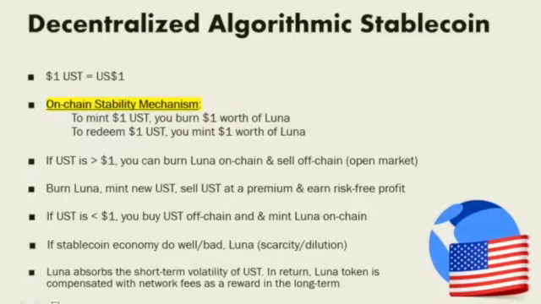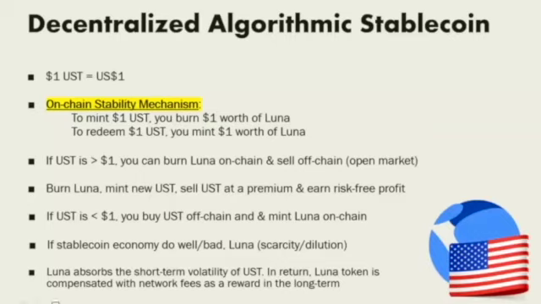And how it works is there is this on-chain stability mechanism. This on-chain stability mechanism means that on the chain, the rule is that for every $1 UST, you can burn $1 worth of Luna. So how this UST is created is through burning $1 worth of Luna. And how UST is removed or destroyed from the system is through creating $1 worth of Luna. So Luna is the token that will be used to burn and create this $1 stablecoin.